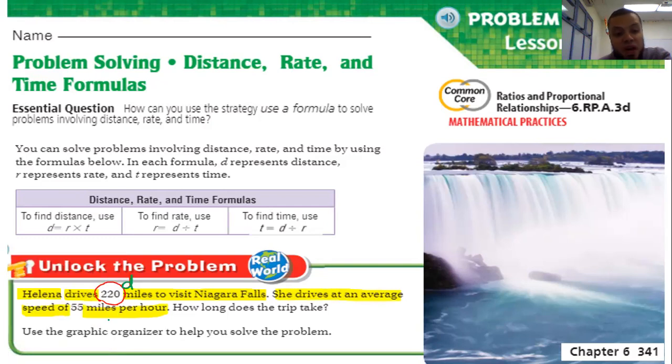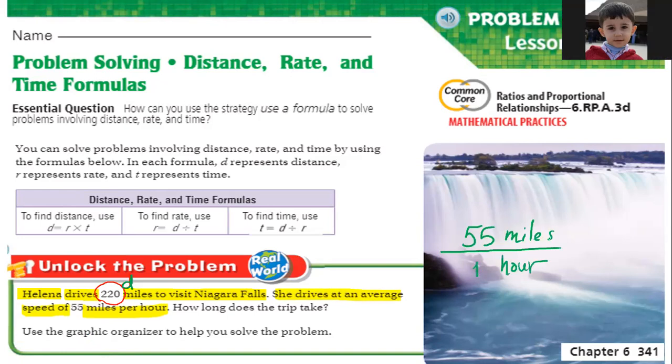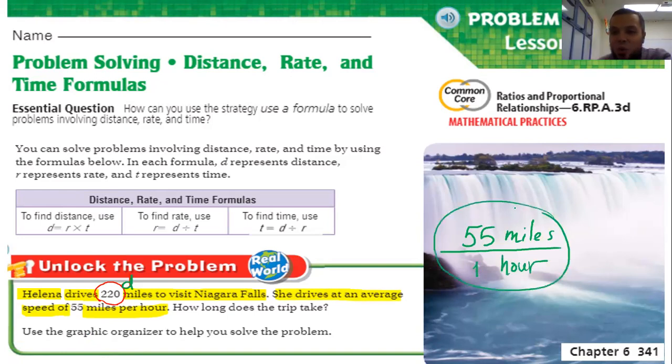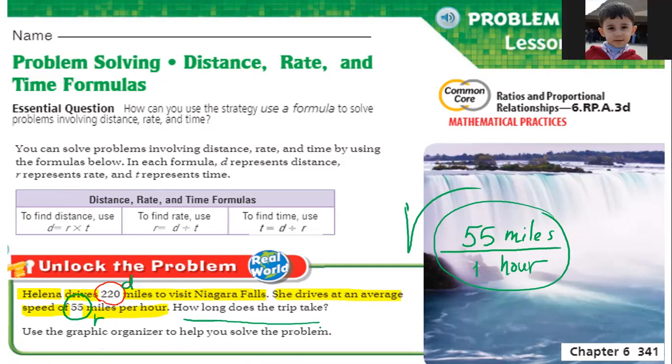This number, 55 miles per hour, means 55 miles per 1 hour. So what does it represent? Rate. That's right. So we have here R, rate. The question asked us, how long does the trip take? What does it ask me about? It asks how long does the trip take?